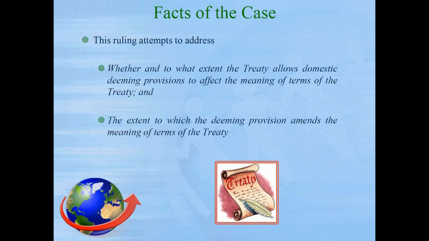The ruling attempts to address to what extent the treaty allows a domestic deeming provision, because the UK government, as I said, contained a deeming provision that qualified divers would be treated as self-employed contractors and they would be treated as business profits. So can that deeming provision affect the treaty? Affect the meaning of the terms of the treaty? And to what extent does the deeming provision amend the meaning of the terms of the treaty?